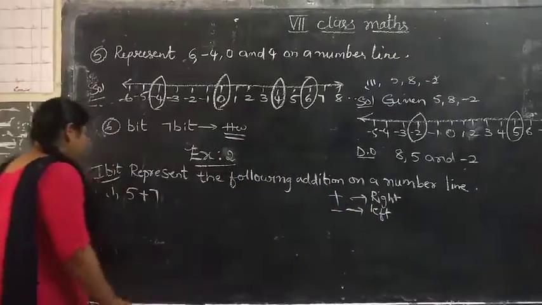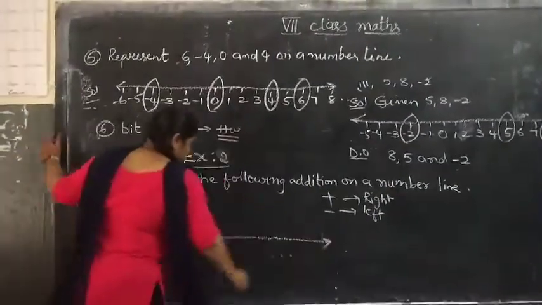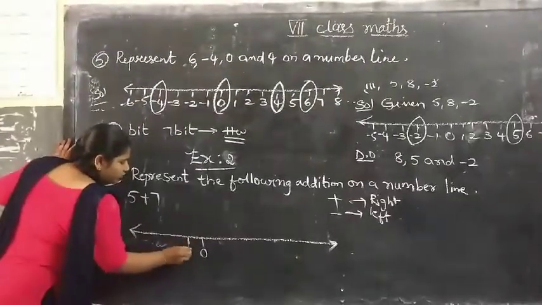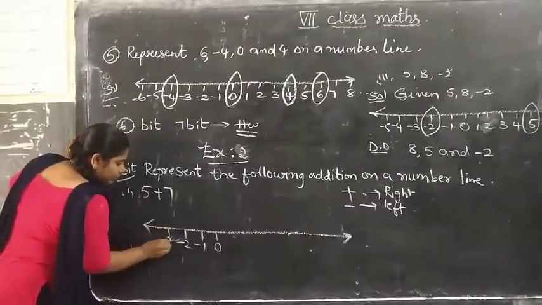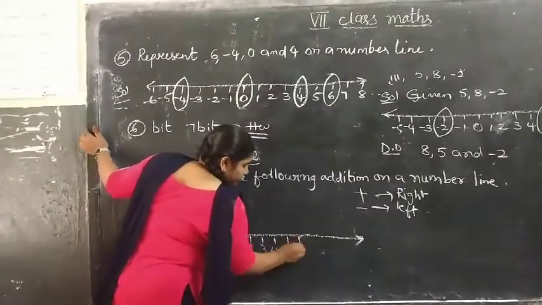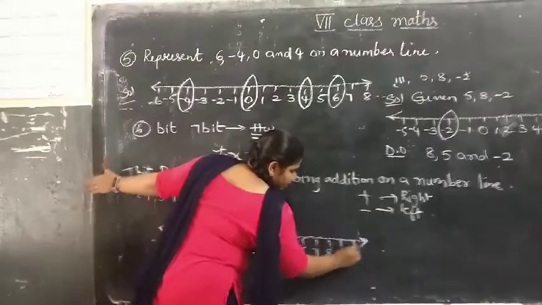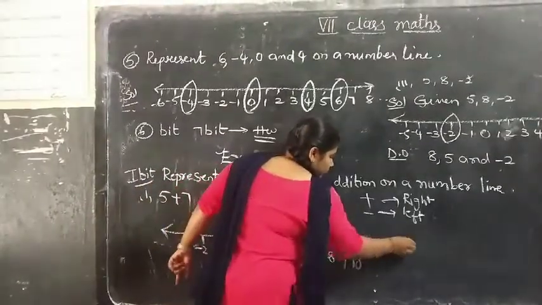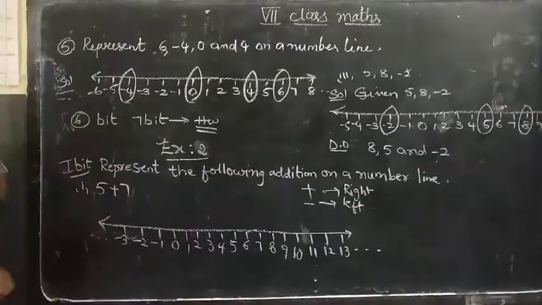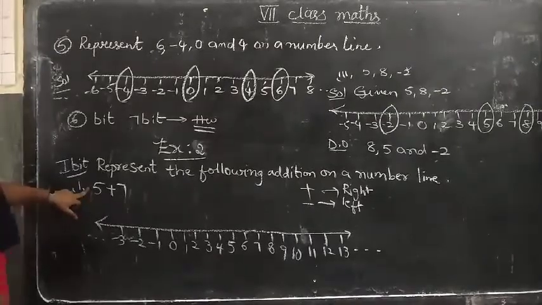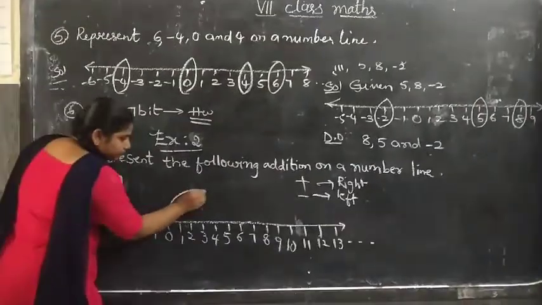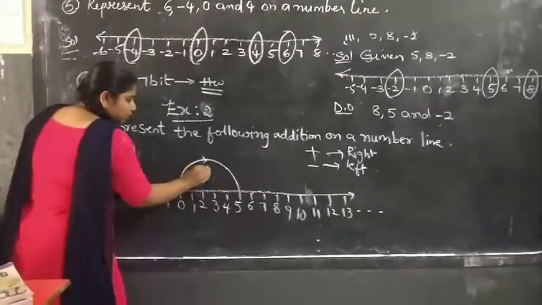Now draw a number line of integers. Here 5 is a positive number, 7 is also a positive number. So take only 2 or 3 negative integers: 1, 2, 3, and so on. So what is the first number here? 5. 5 has a positive sign. Positive means we have to go to the right side from 0 to 5. So I am moving to the right side, that is plus 5.